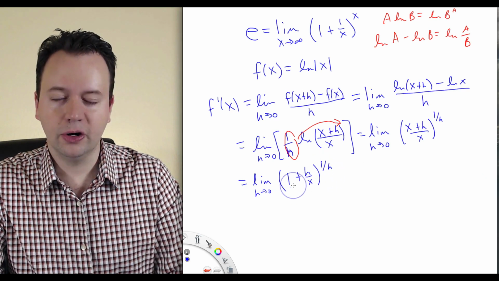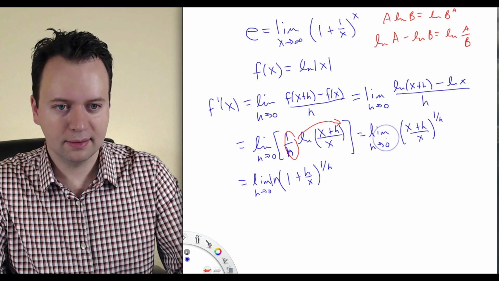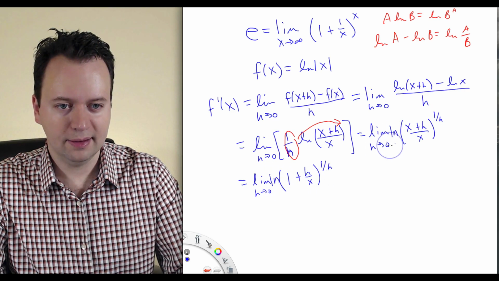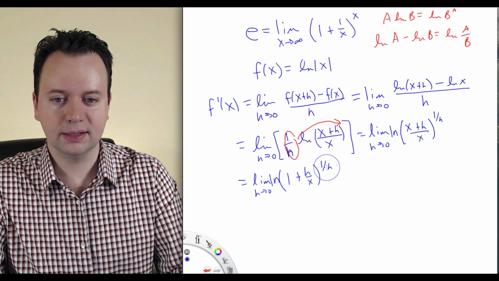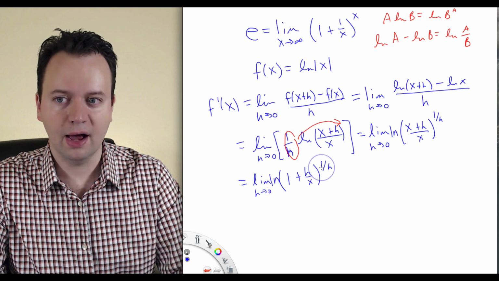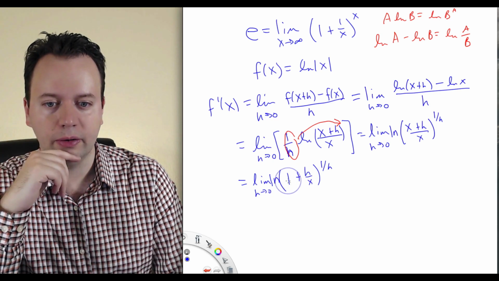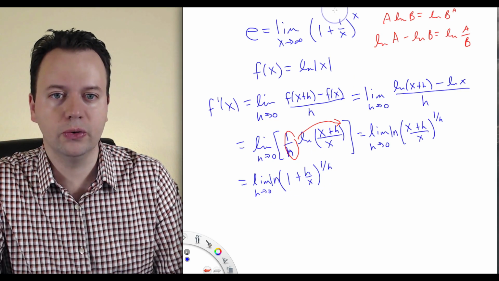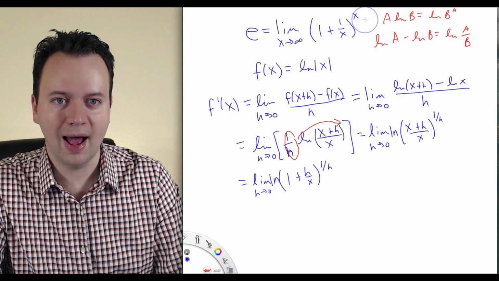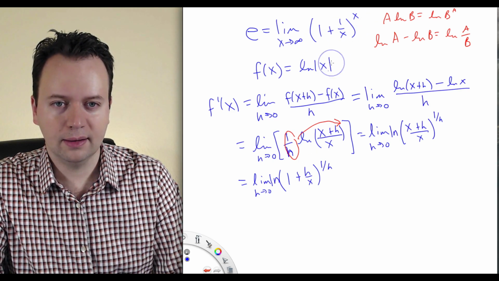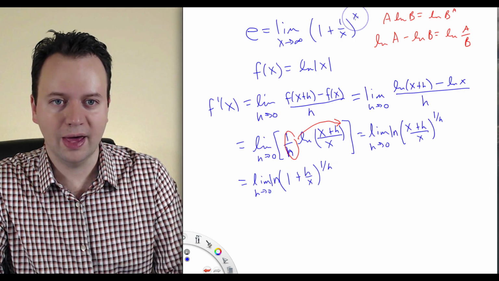Now right away I'm starting to see some similarities between what I have here. Of course I need the ln. Don't want to forget the ln. So it's the limit of the ln of this quantity. What's inside of the ln is starting to look very similar to what we have up here, 1 plus 1 over x to the power of x. So let's continue and try to get this to look even closer to that.